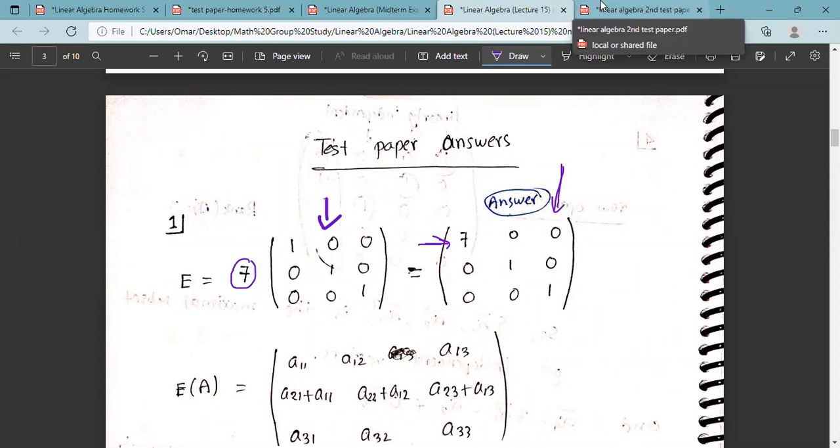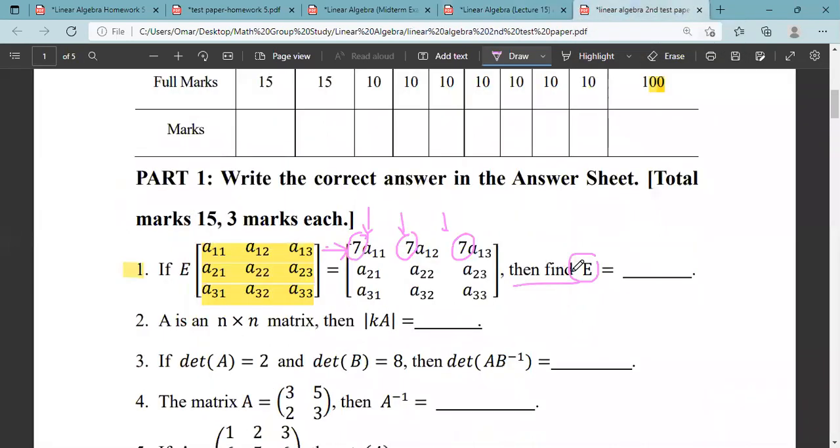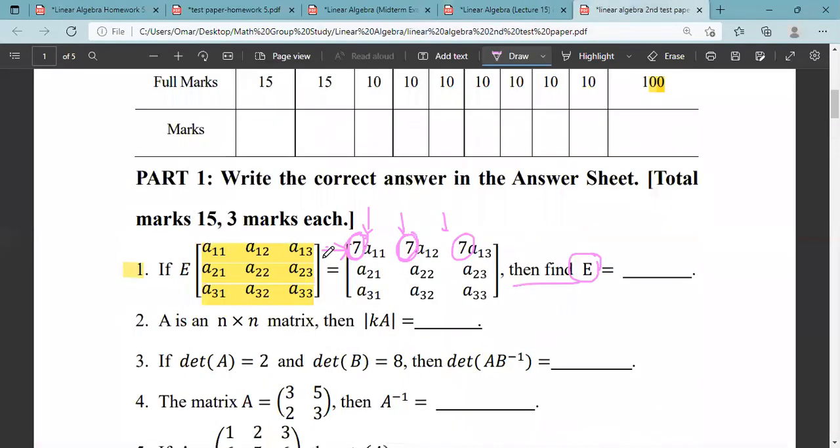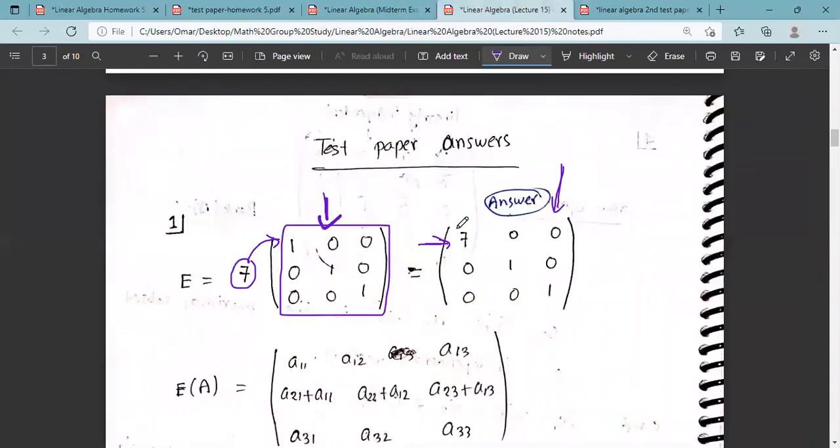This way we find E. We need to see the changes, and here we can see we have multiplied 7, and then we have to write down the corresponding identity matrix. So here is the corresponding identity matrix, and then you multiply 7 with the first row, as you have seen here. The answer is 7 0 0, 0 1 0 and 0 0 1.